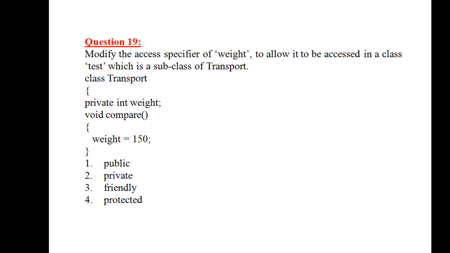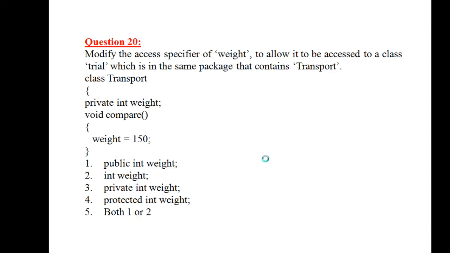Question number 19. Modify the access specifier of weight to allow it to be accessed in a class test, which is a subclass of transport. This class has got another subclass called test, and there you would like to use this variable. So you have to change the access modifier, so it would then be protected.